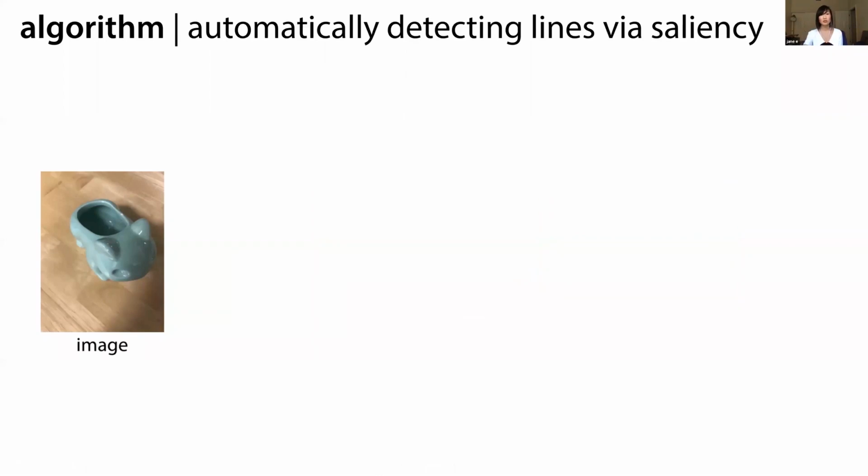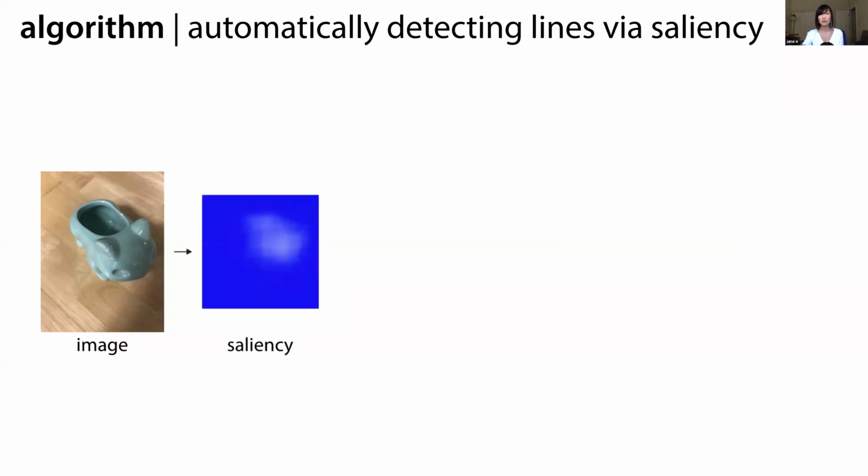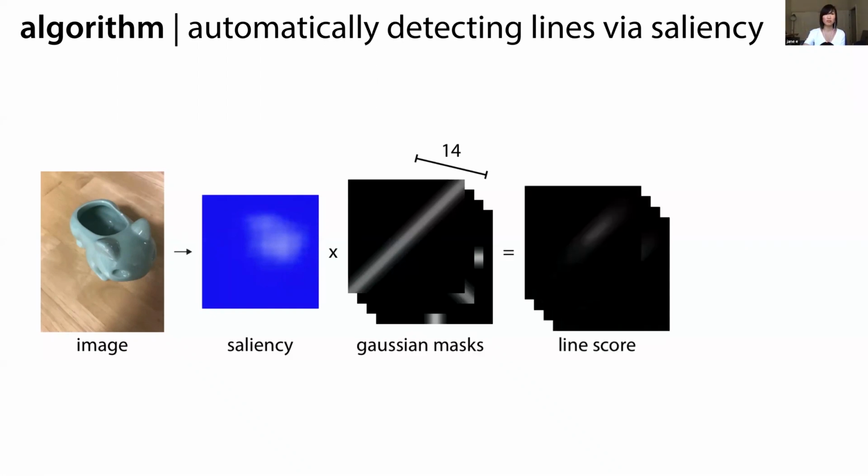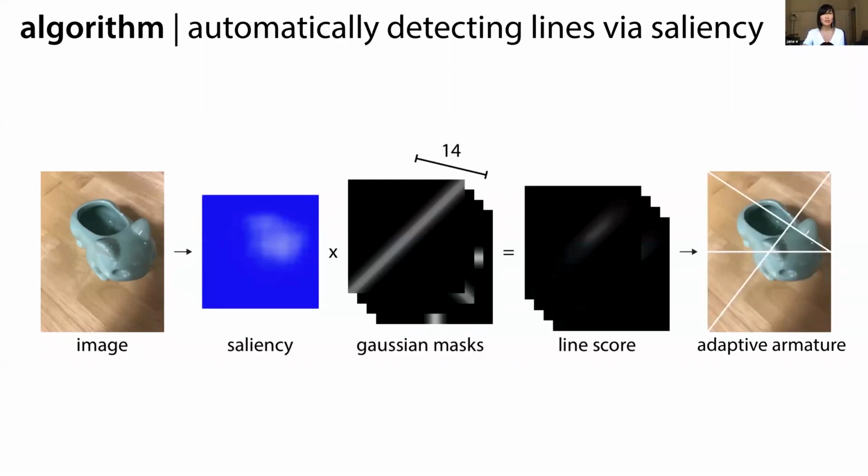In order to do so, we needed to give each line a score based on its proximity to visually salient regions in the image. We started by computing a per pixel saliency map. For each line of the 14 lines in the armature, we generate a Gaussian mask along the line and multiply each one by the saliency map. Summing up the per pixel product gives us a score for each line. We denote the lines with the top 3 scores as our adaptive armature.